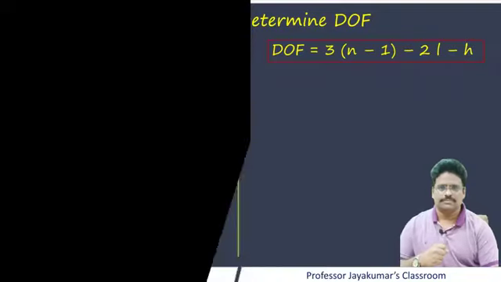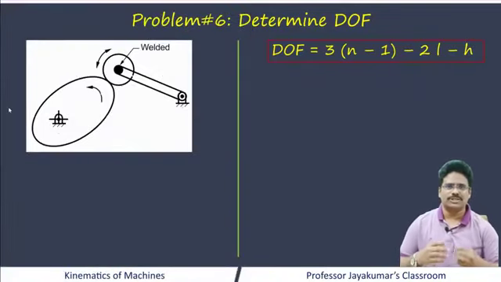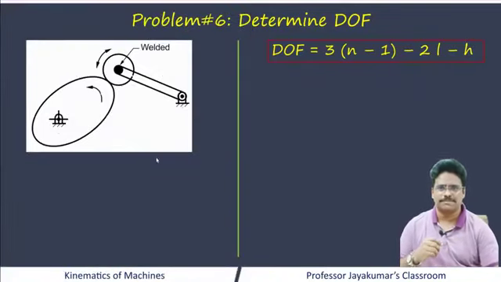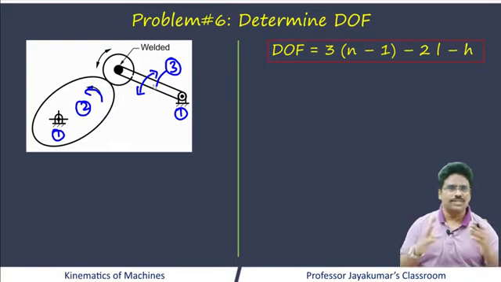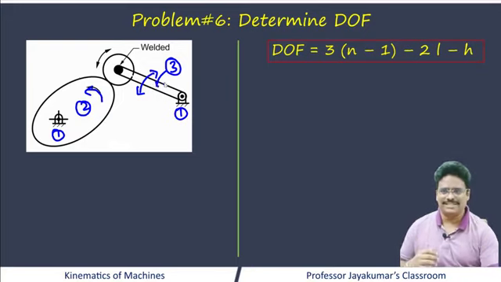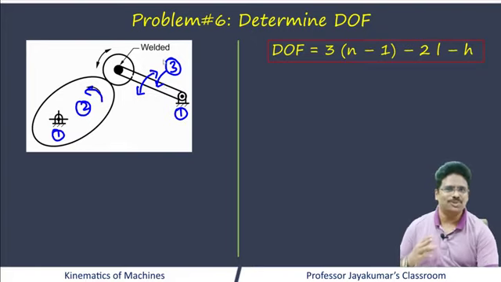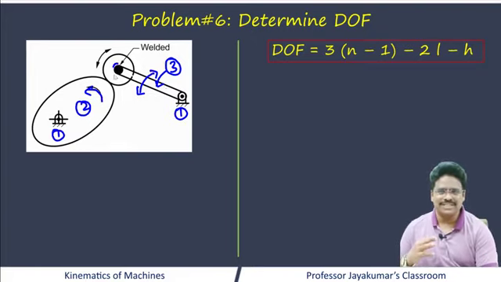Okay. Now let us get on with problem number 6. Shall we give the link names? This is one fixed here, one fixed. This is the cam which rotates, link 2. This oscillating follower is link 3. Here it's very important to note that it is welded.